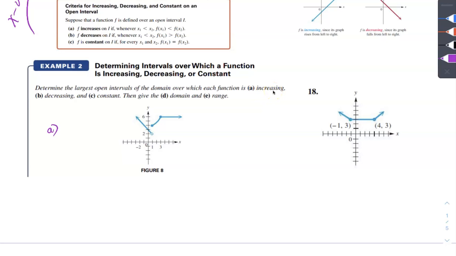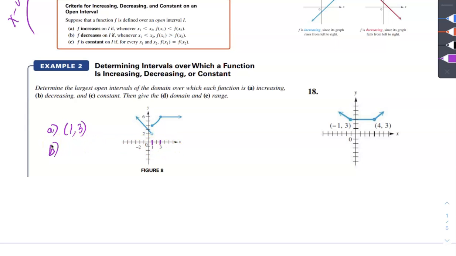For A, we're going from left to right. It's decreasing, increasing, then constant. So it's increasing from here to here, so from 1 to 3. We use parentheses because they share those points, 1 and 3. So with parentheses, from 1 to 3, that's when it's increasing. Again, just the x values.